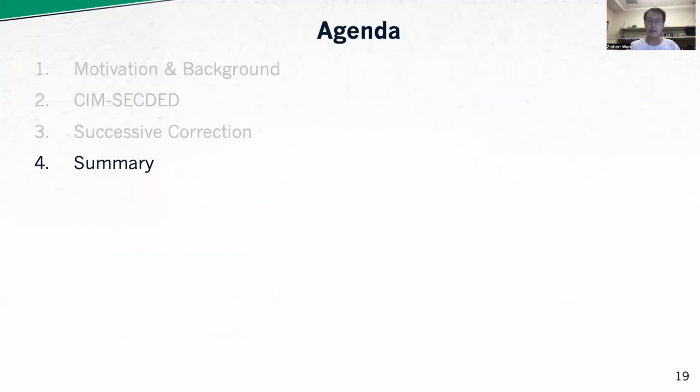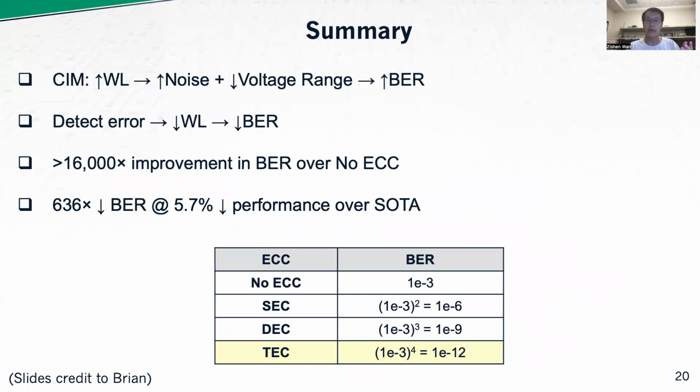And lastly, the summary. The computing in memory faces challenges of cell and device variations and reliability issues. We propose the ECC scheme for the computing memory, with successive correction. We achieved more than 16,000 times improvement in the bit error rate over no ECC, and can make the bit error rate of computing memory competitive with SRAM.